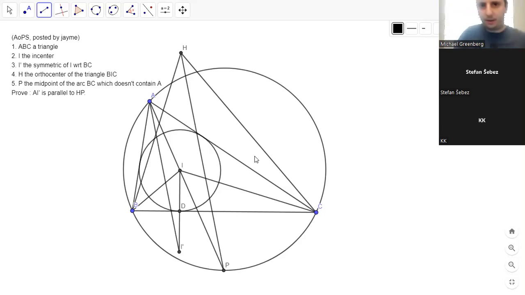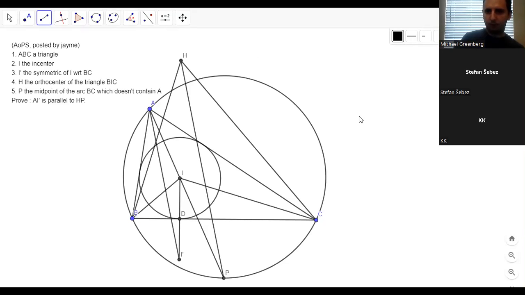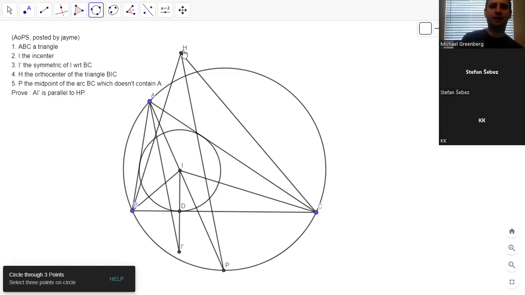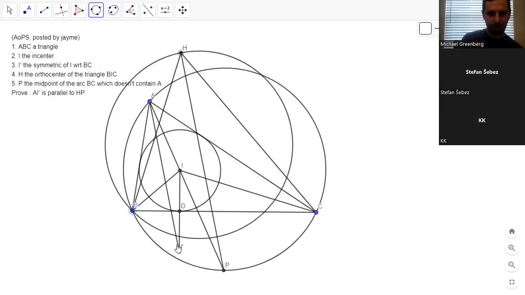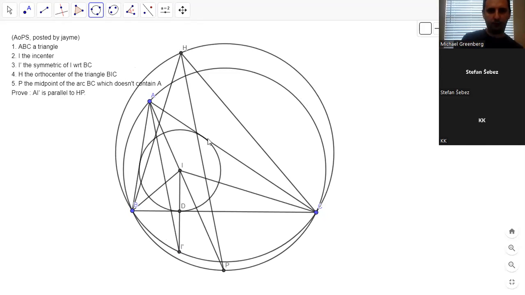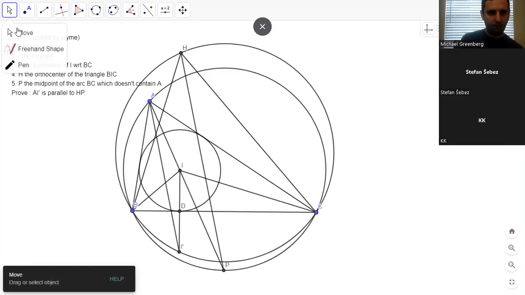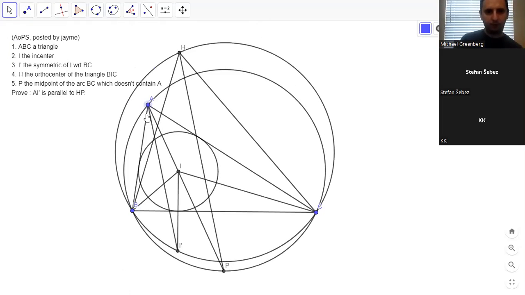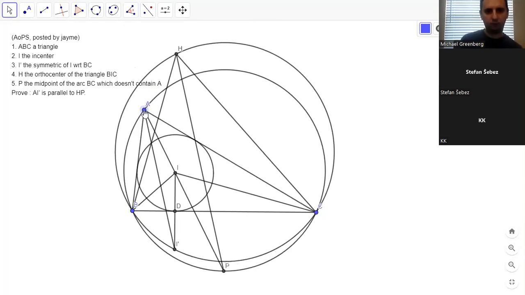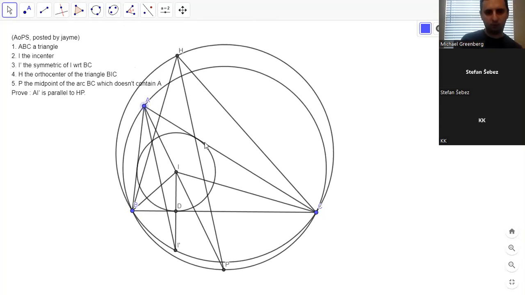All right, I'm back. H, B, I prime, C are cyclic. Yes, that's a good point, because we know the reflection of the orthocenter lies on the circumcircle. And there's some other property too, I think, with H. I think it's like if you form a parallelogram, maybe like HBH prime C, then there's some property like that. I wonder, let me do that.